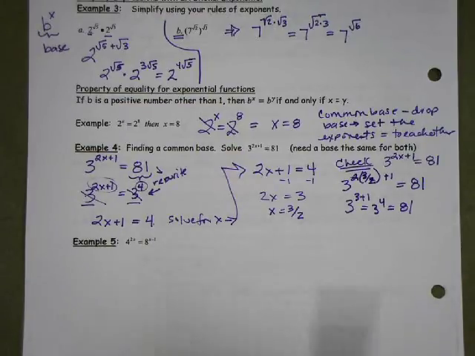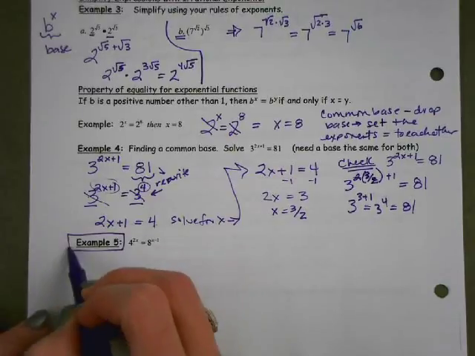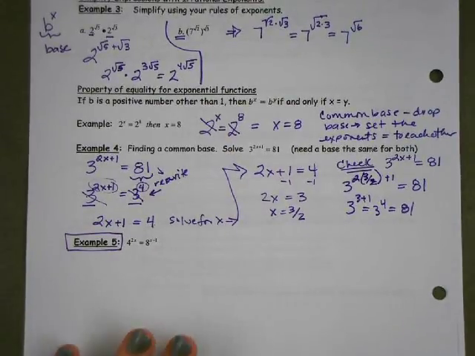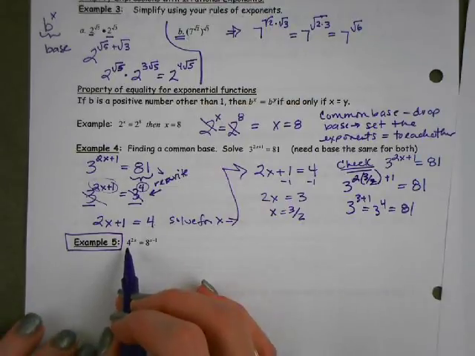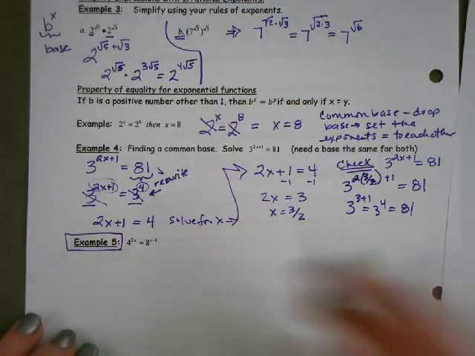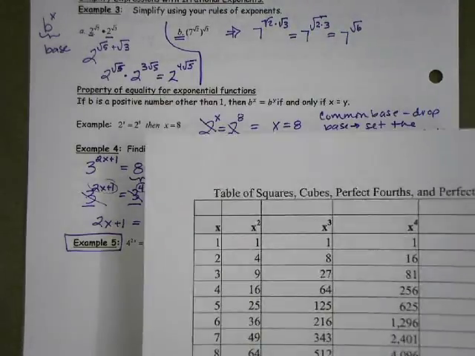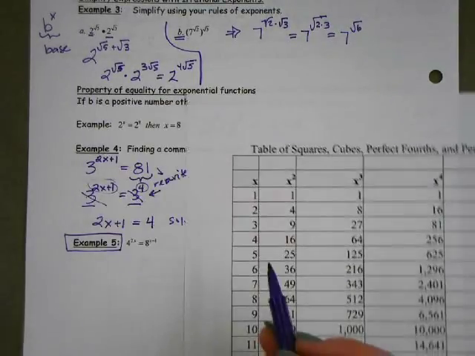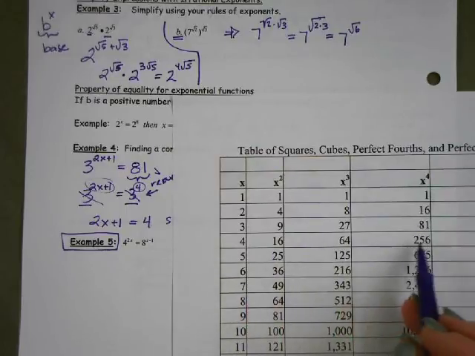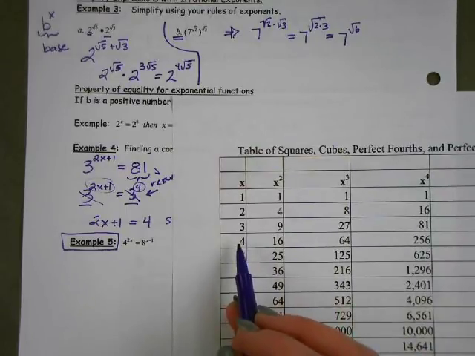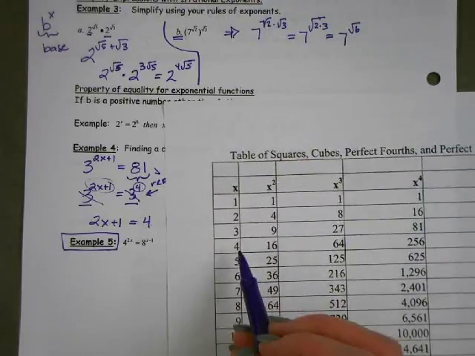Alright, let's look at example number 5. In example number 5, I want to start with the smallest number that I have and see if I can make a base out of 4. So I'm going to go to 4, and I'm going to go across and see if I see 8 anywhere. Do I see 8 anywhere? No, so I cannot use 4 as my base. So what might be another number that would be common to 4 and 8? 2. So let's do that.